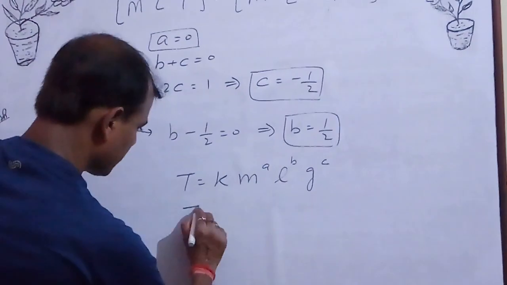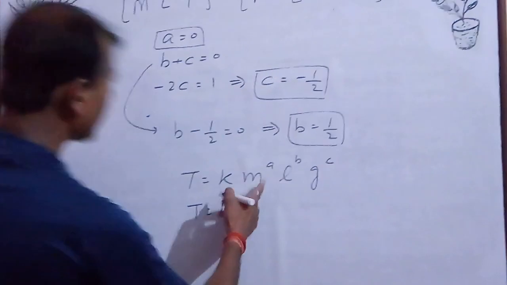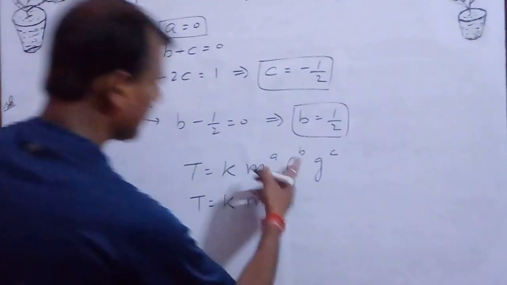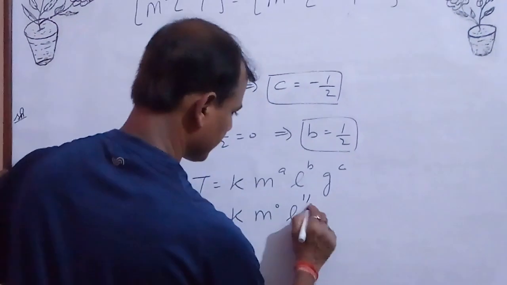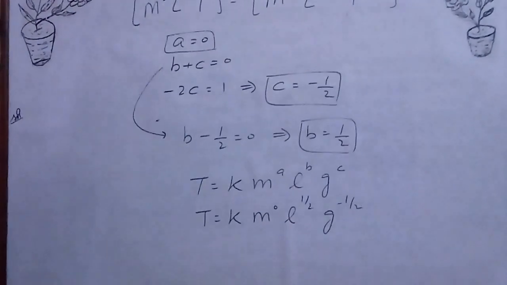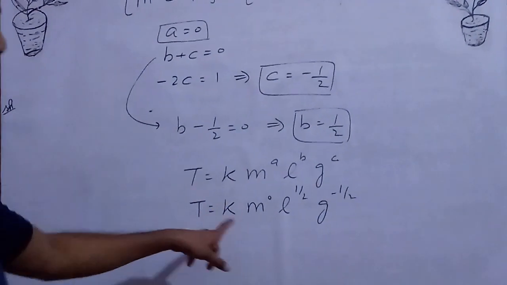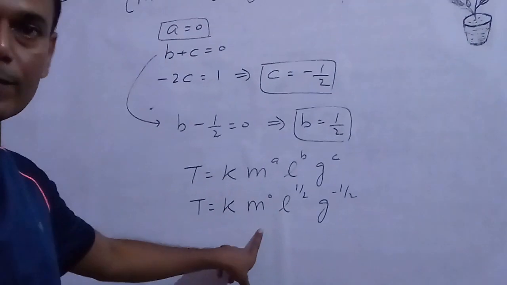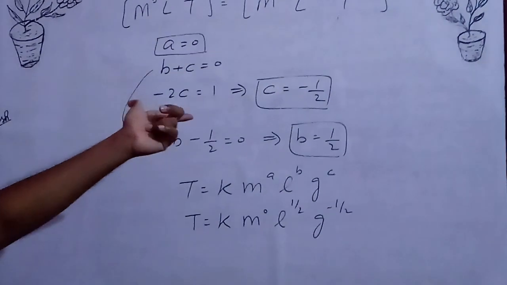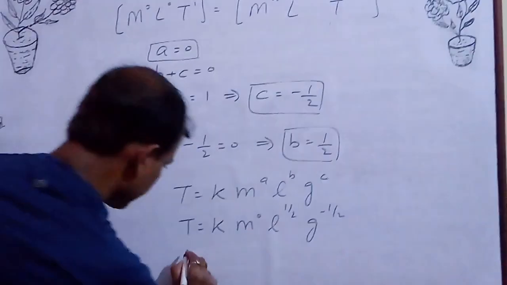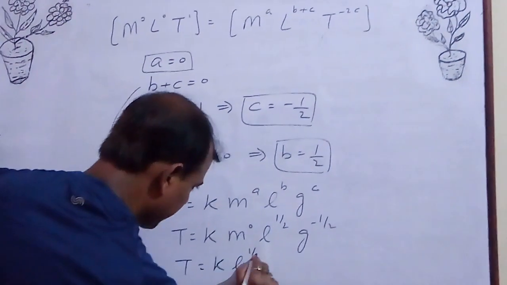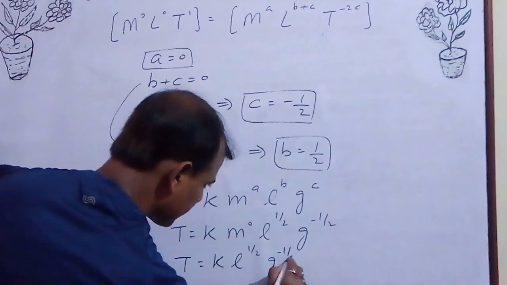So this is T = k, a is 0, so m to the power 0, b is 1/2, and g to the power -1/2. You must have studied in class 9 or 10 that the time period is independent of the mass of the bob. Now see, m to the power 0 means the time period does not depend on the mass of the bob. So finally we write T = k l^(1/2) g^(-1/2).